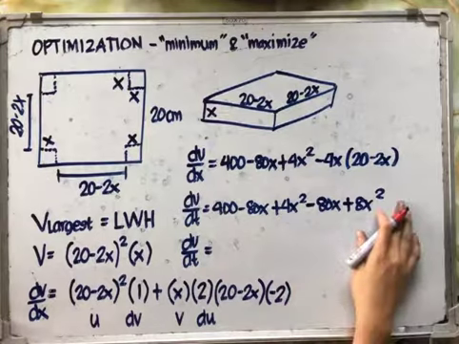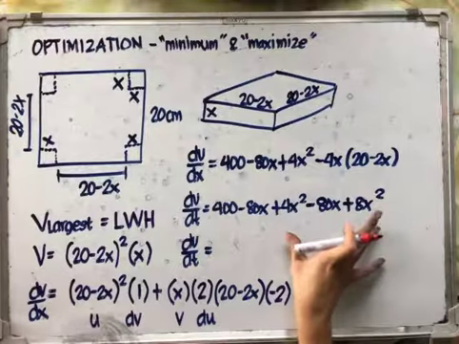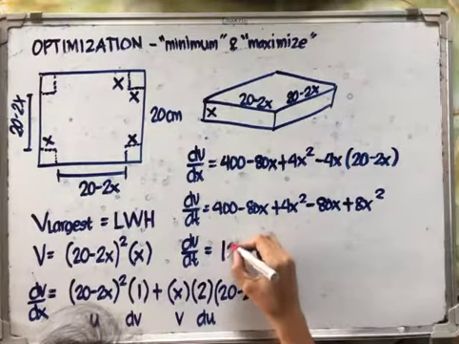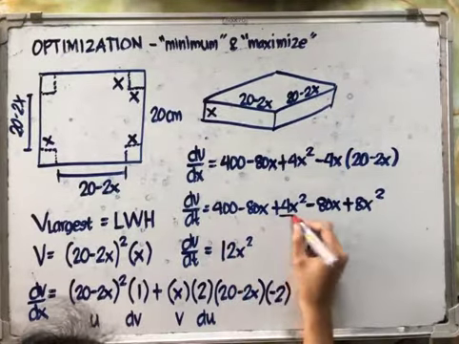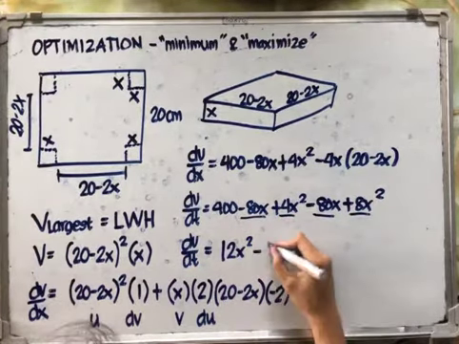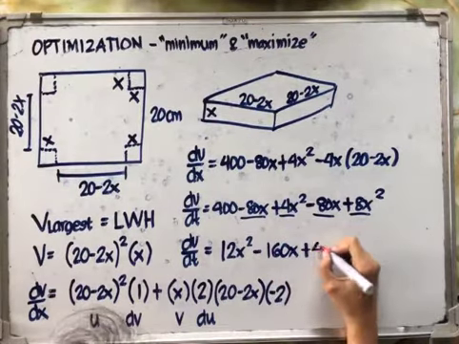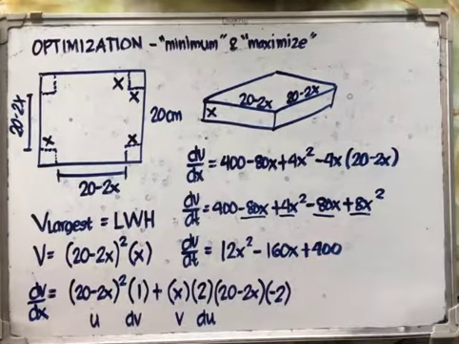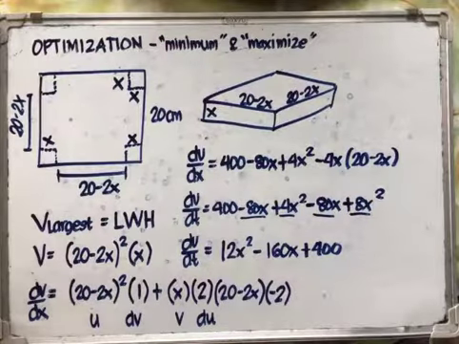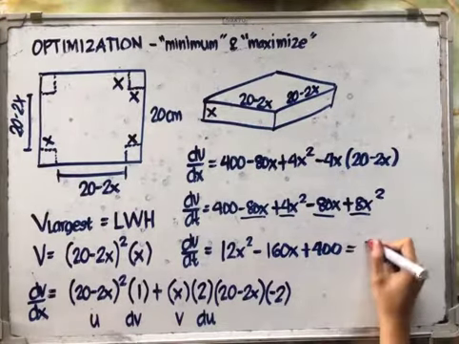Unahin ko yung x squared na part. That will give us ilan to? 12. Right? 12x squared. This and this. And then we have negative 160x plus 400. Okay. Ayan. And that should be equal to 0. Right? Optimization equation natin should be equal to 0. Okay.